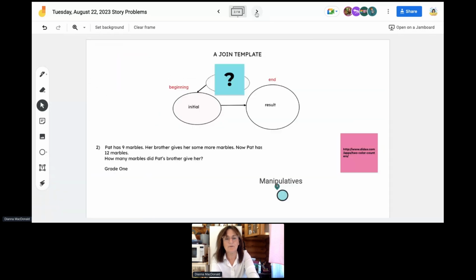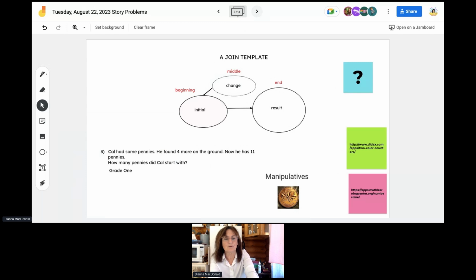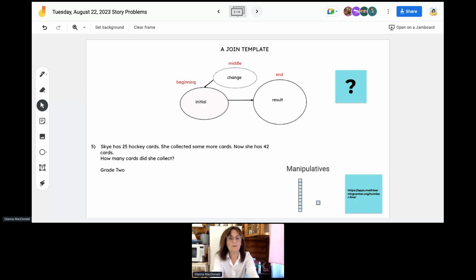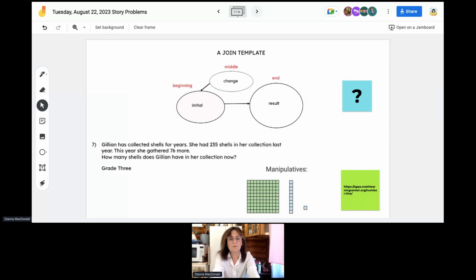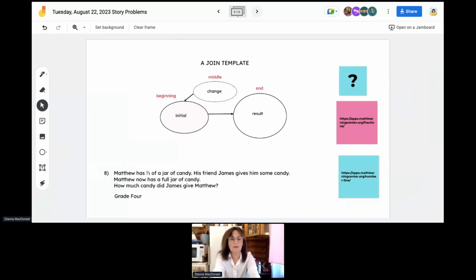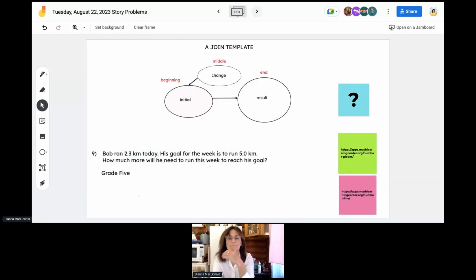So there's a grade primary, grade 1. If you want to try a grade medical advance, page 3, manipulatives are ready. Page 4 is grade 2 on page 5 and 6. Grade 3 is 7. Grade 4 is 8. Grade 5 is 9.